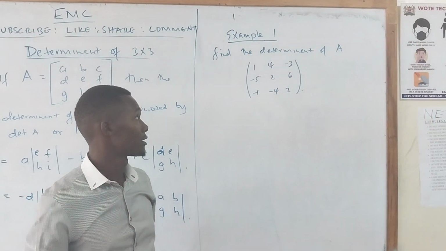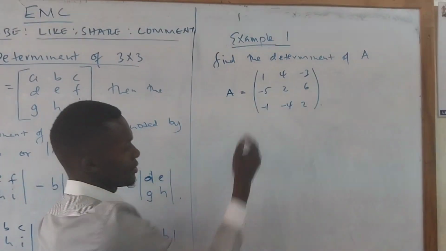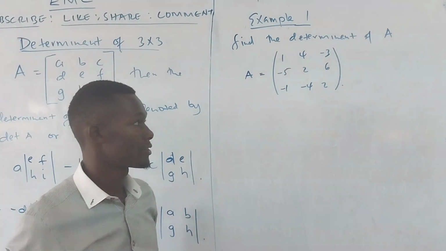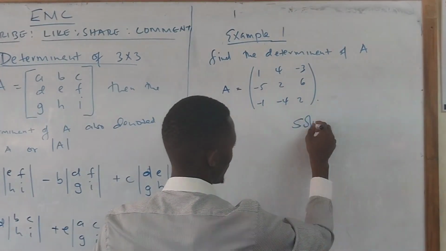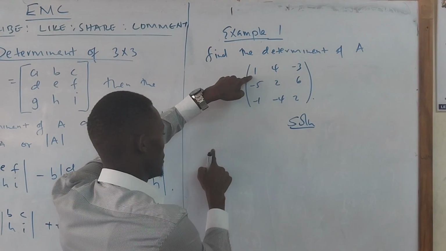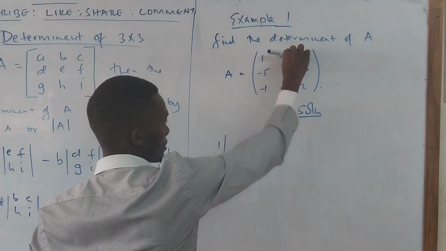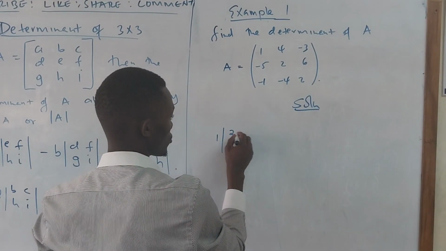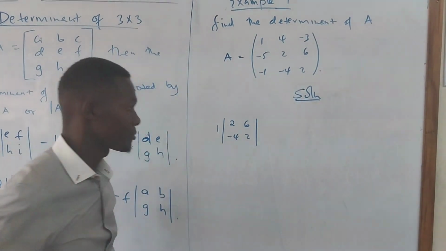So example number 1. Find the determinant of A, given that A is that matrix. So we are saying the solution. Take the first element, which is 1, then the determinant of, when you close this and this, you have 2, 6, negative 4, and 2. Those are the numbers you remain with.